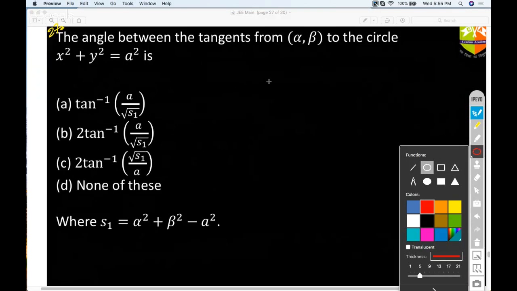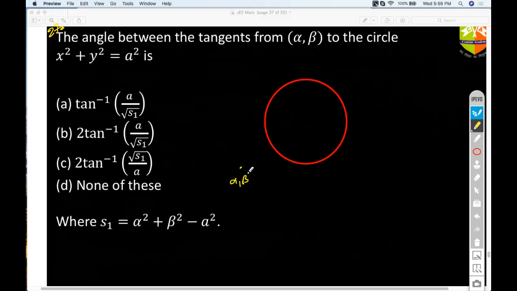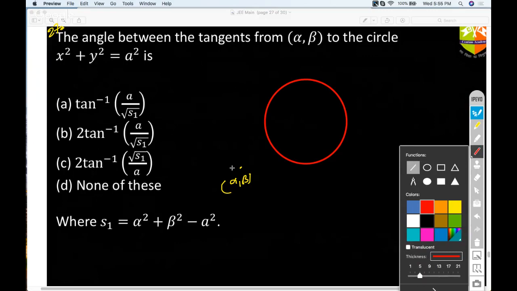Yeah, that's a very simple question. So from alpha beta, you're drawing two tangents. What's the angle between the tangents?